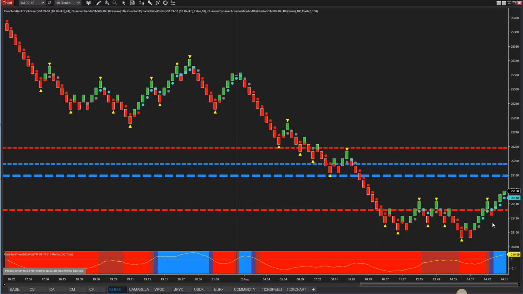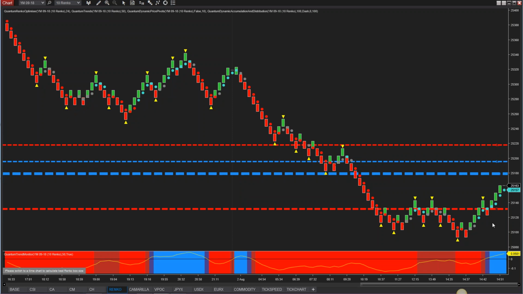Those 10 index points may go through the market in a minute. It could be 20 seconds, it could be 5 seconds, it could be 5 minutes. It just depends how fast the market is moving. And that's what you see on a Renko chart. And that's also what you see on a tick chart. So what we've done with the Renko here is take the Renko chart itself and we've optimized it.